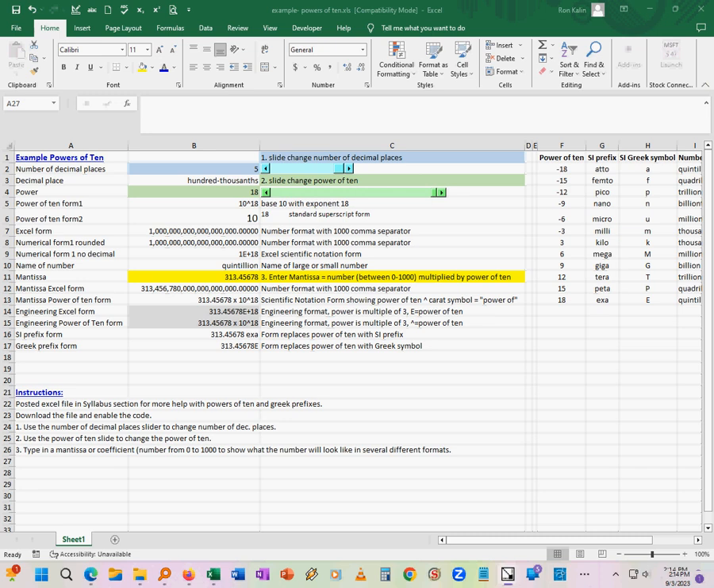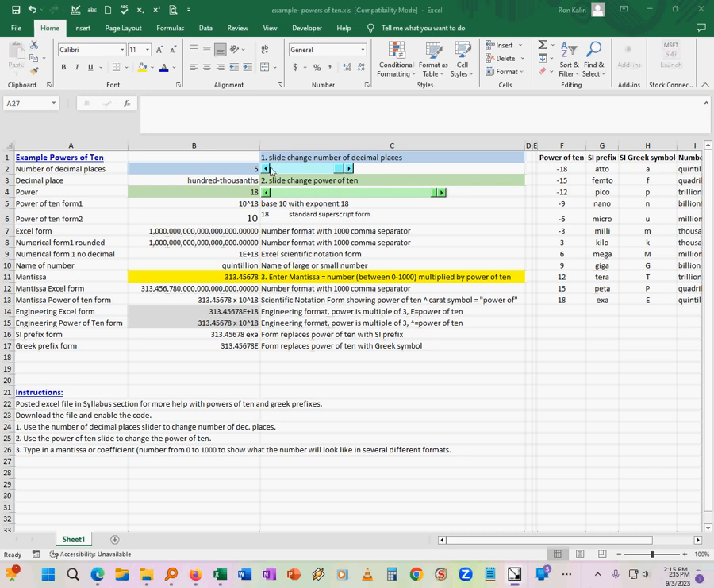EET105. This is a tutorial on an example of powers of 10. For those of you that need a refresher on powers of 10 and the Greek prefixes and SI symbols, this is for you. So what I have is a file in Excel, and I have 3 steps in here.